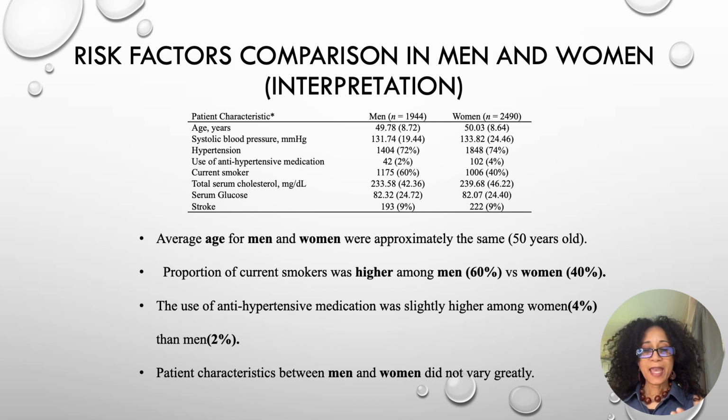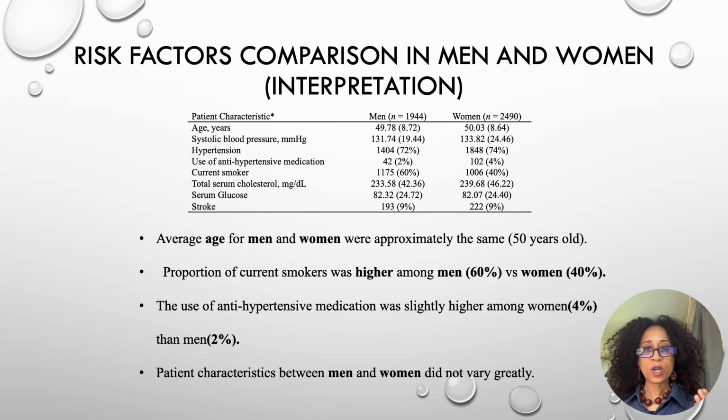The average age has a lot of similarities between men and women. If you look at the chart, it is roughly 50 years old, plus or minus. I want to make note that on this chart, continuous data is reported using means and standard deviations. Categorical data is reported using counts and percentages. As I said, with age, the standard deviation for the men was 8.72 and for the women is 8.64. So average age is around 50 years old, and that part of the sample was similar.